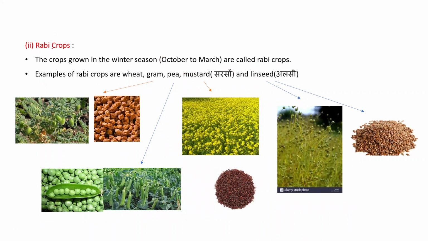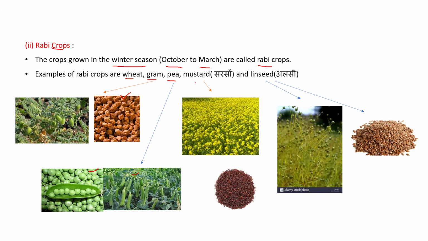Rabi crop. Okay. The crops grown in the winter season, and in India, generally winter season is from October to March. These are called Rabi crops. Examples are wheat, gram. You know, this is gram. In Hindi, this is chana. This is pea. These are the pea.